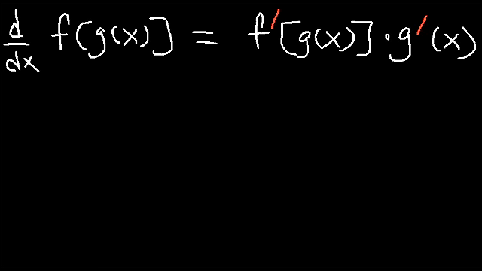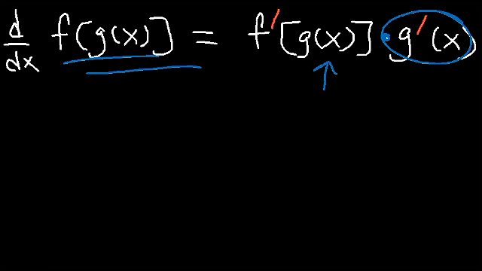Now, as we work on problems, keep in mind the process of finding the derivative. The first step is to find the derivative of the outside part of the function. Keep the inside the same, and then multiply it by the derivative of the inside. But before we work on some problems, let's see how we can derive this formula, starting with this.